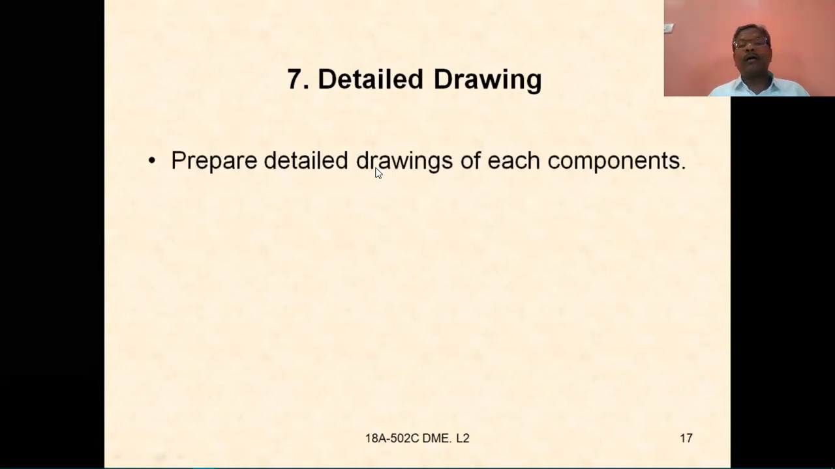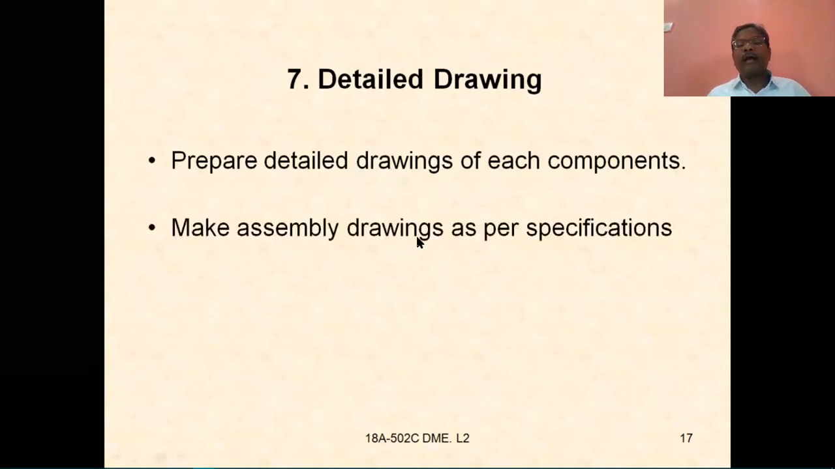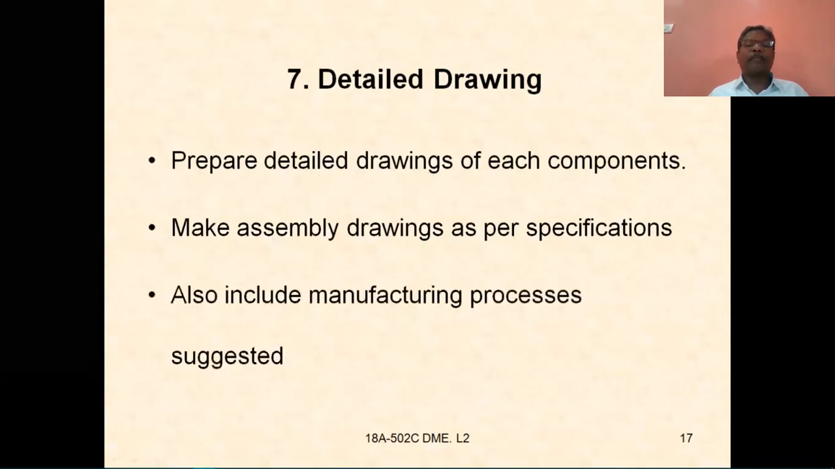Prepare detailed drawings of each component. It is also one of the important steps. That means first of all, you have to prepare detailed drawings for each component and then make assembly drawings as per the specifications. And also include the manufacturing process to be suggested. That means what type of process you are going to use for manufacturing of a component. So that also you have to include in your detailed drawing. Simply we can say it is a production drawing.